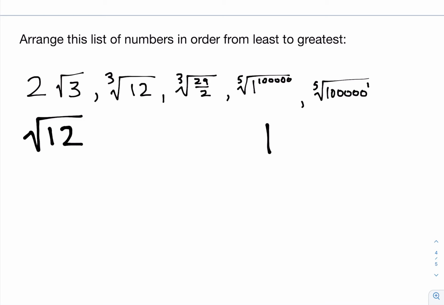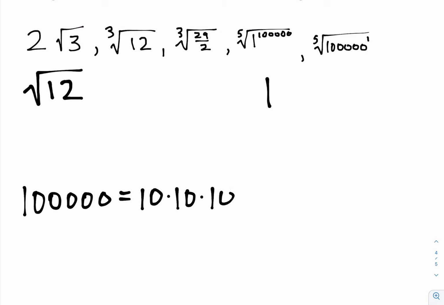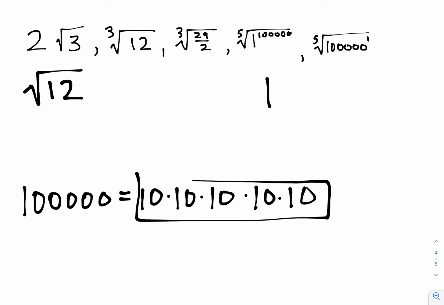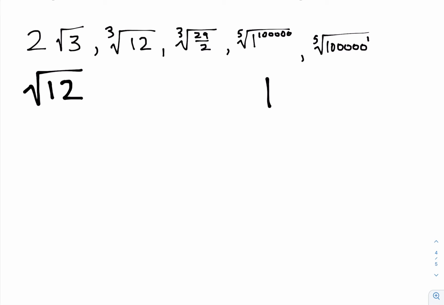Okay, now if we look at this last one here, the 5th root of 100,000, that just equals 10 times 10 times 10 times 10 times 10, because there's 5 zeros in 100,000. So if we take the 5th root of this, we're looking for groups of 5 within this number. And would you look at that? There's 5 tens exactly. So the 5th root of 100,000 is just 5.